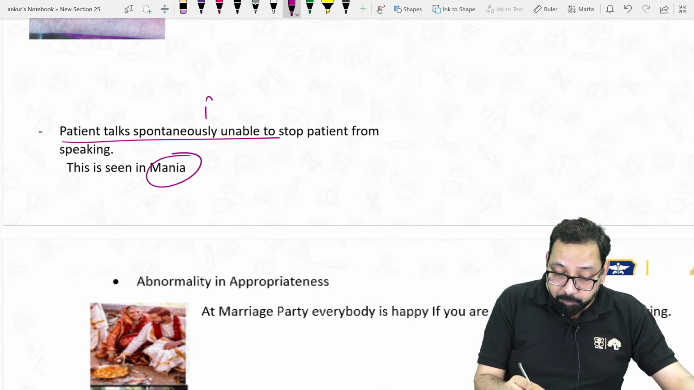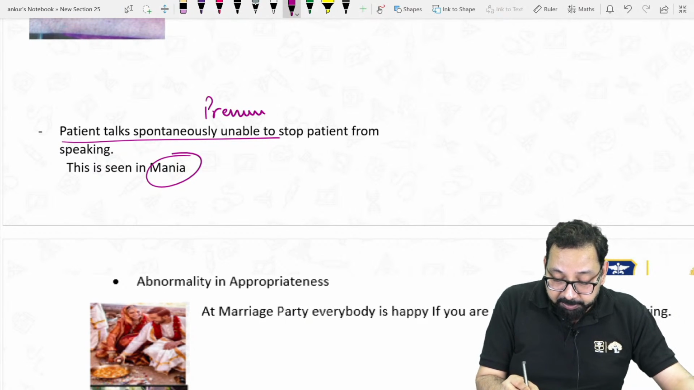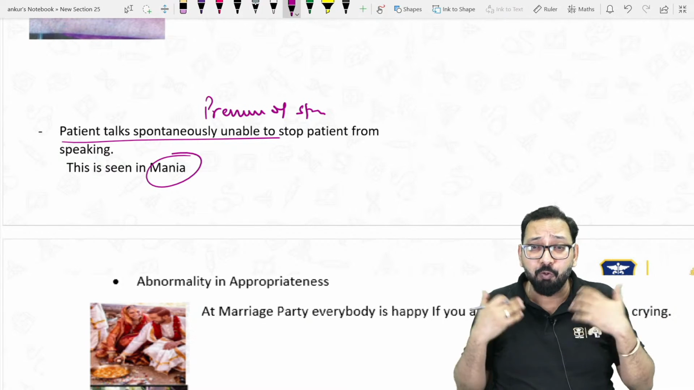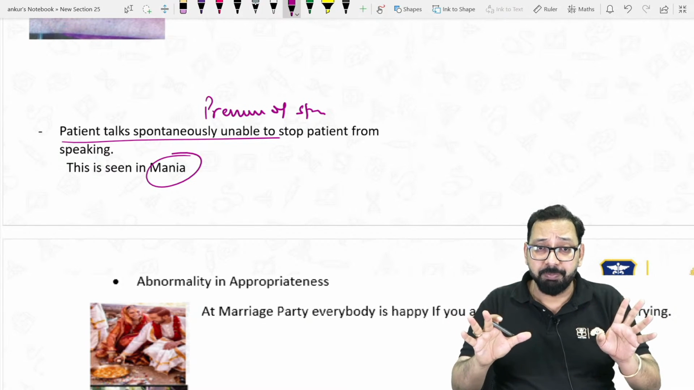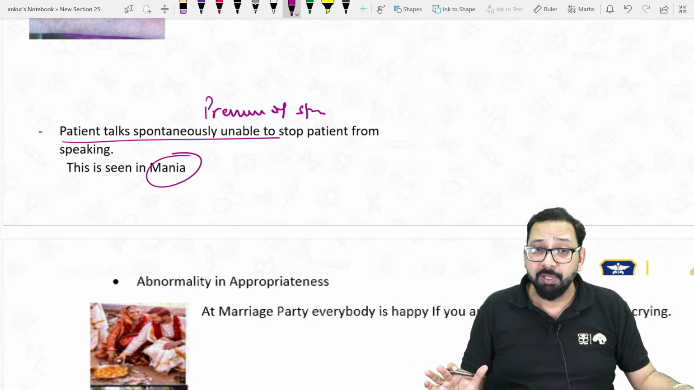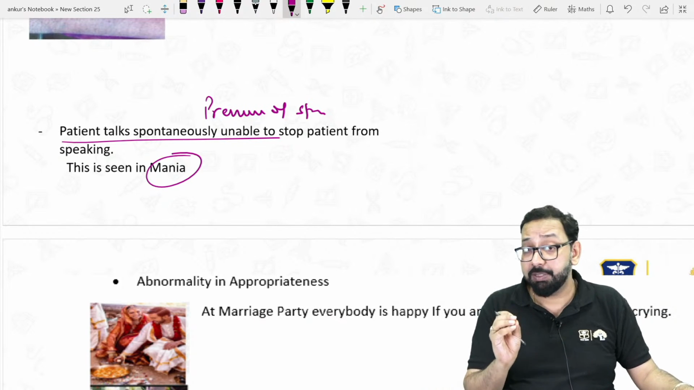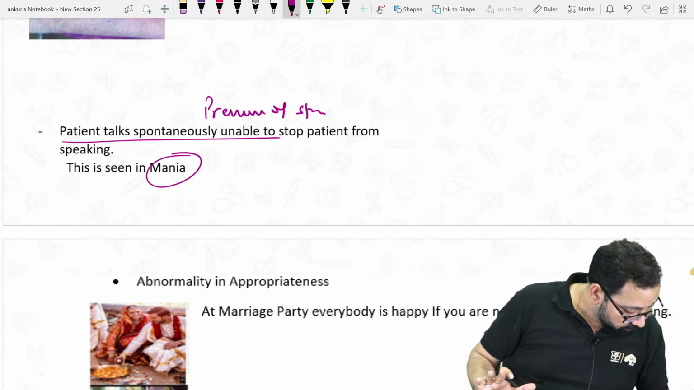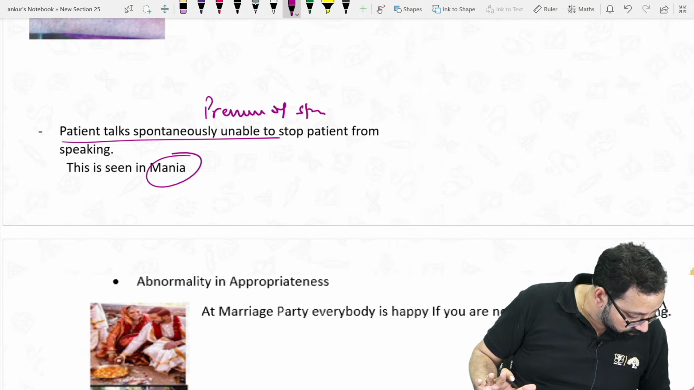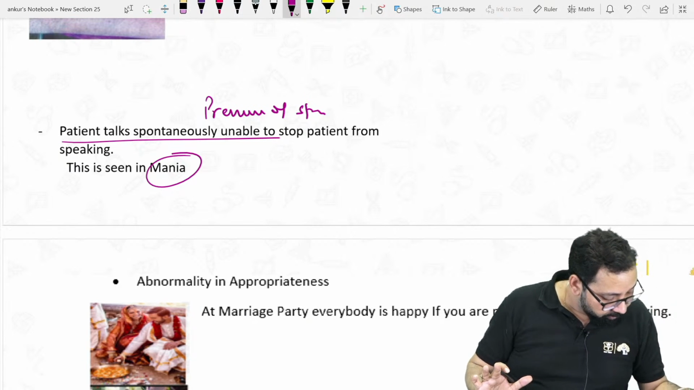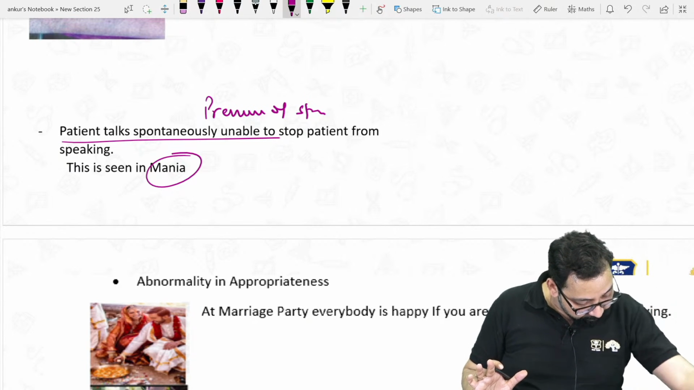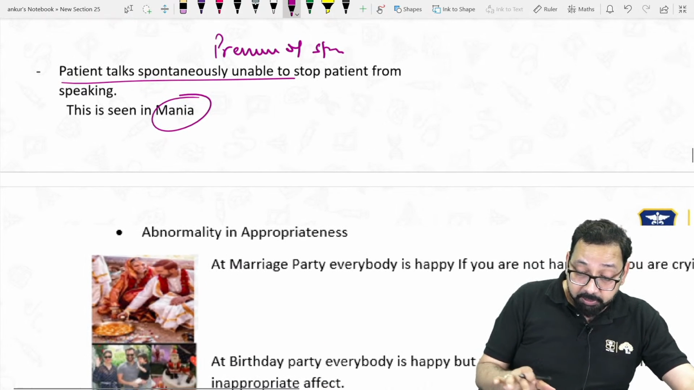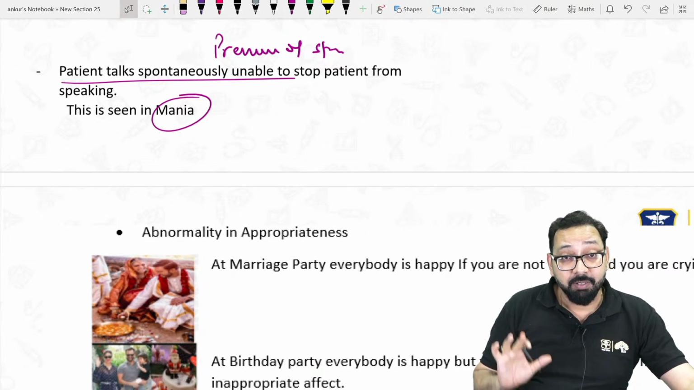Mania: there is pressure of speech. The question is asked, pressure of speech. A manic patient is very happy. He is speaking continuously and you want to stop this patient, but you are unable to stop. Yes, that is called pressure of speech, meaning his speech has so much pressure. That is mania, pressure of speech seen in mania.